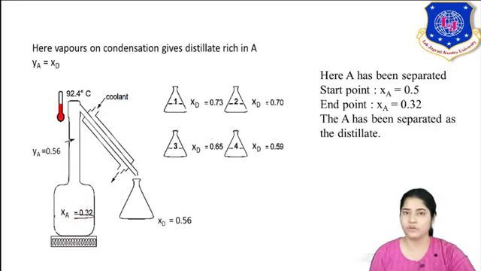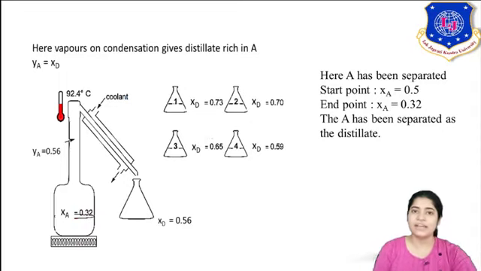Simply compare reading 1 with your initial start point. The start point was 0.5. From 0.5 I have concentrated it up to 0.73. So 0.73 is your A in the distillate. It means it has been separated out from your initial mixture. So I can say that YA is equal to XD.